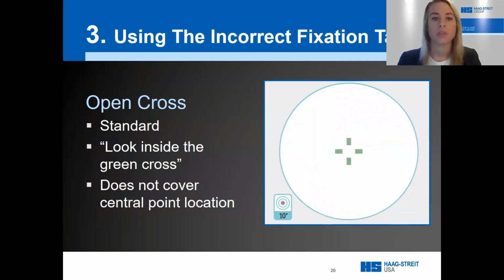The default or standard fixation target is an open green cross. For reasons we will talk about soon, it is a lot easier for a patient to look inside the green cross than it is to look at a central point. It also does not cover the foveal stimulus location.